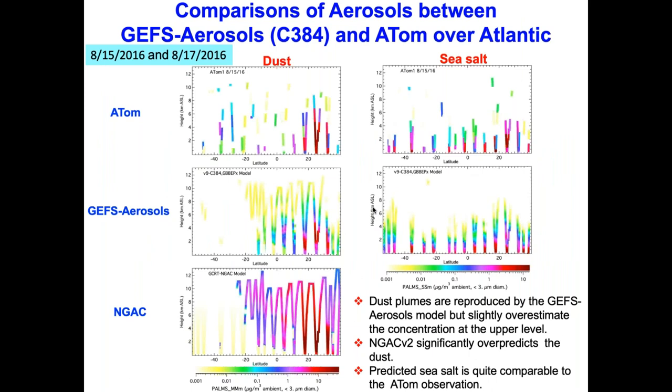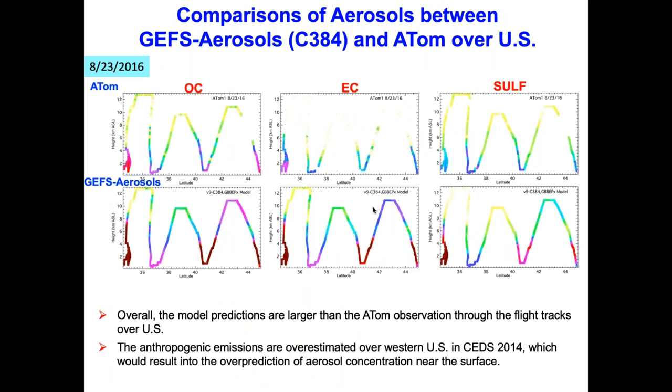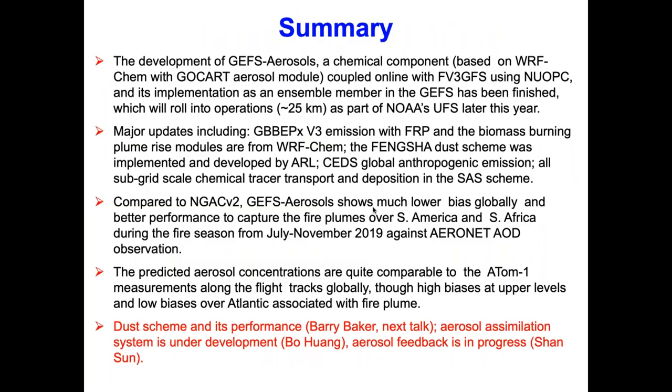From the dust comparison, we can see that the GAFS aerosol can capture these dust plumes, compared with NGAC, which is overestimated everywhere. And the sea salt prediction is also quite comparable to the observation. This is the map of the flight track over the United States from Minnesota to California. Again, overall the model predictions are larger than the ATom observation throughout this flight track, which is due to the overestimate of anthropogenic emission over the United States, especially the Western United States, which was shown in yesterday's Barry's talk. So here is the summary.